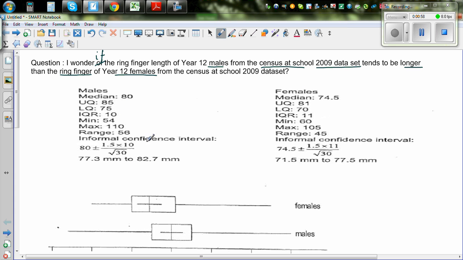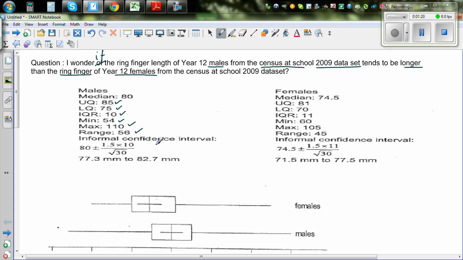So this is the informal confidence interval. Here, this is the upper quartile, this is the lower quartile, this is the interquartile range, which is upper quartile minus lower quartile. This is the min, this is the maximum, so this is the range. Range is maximum minus minimum.